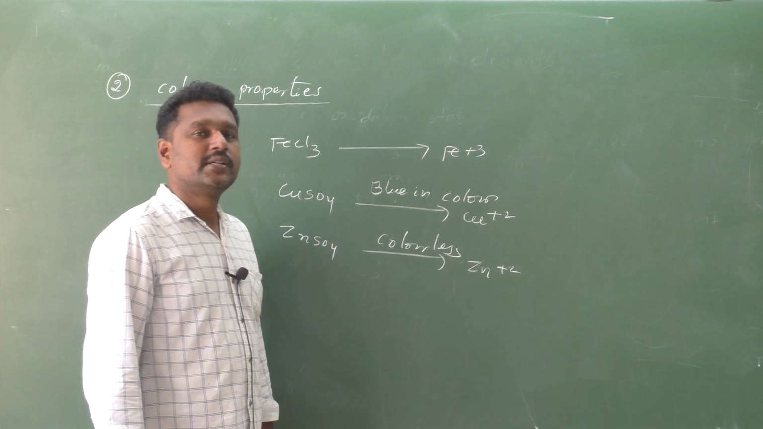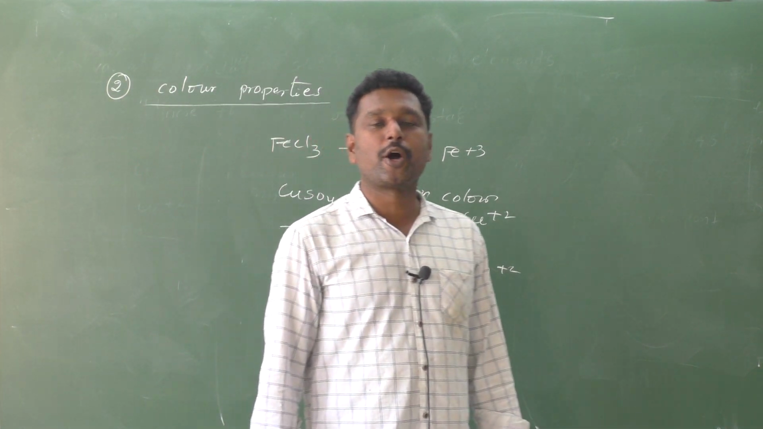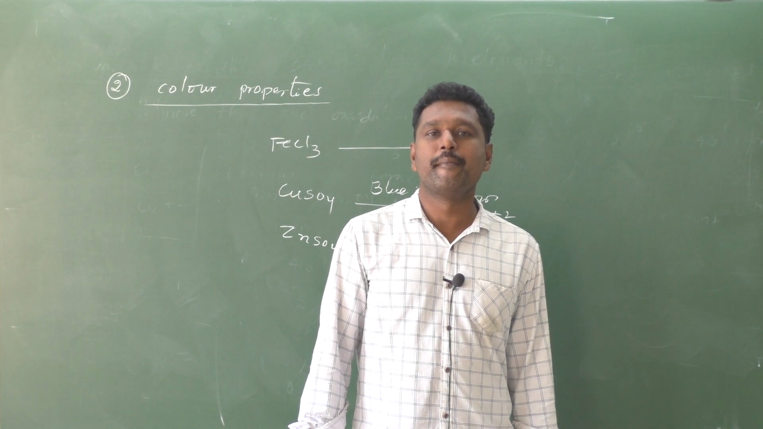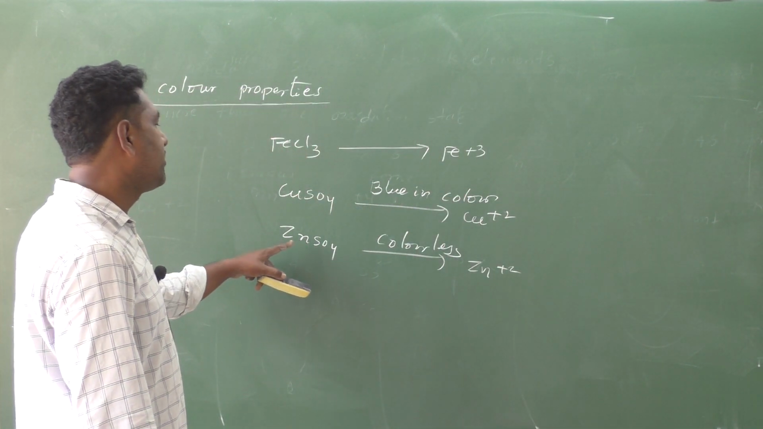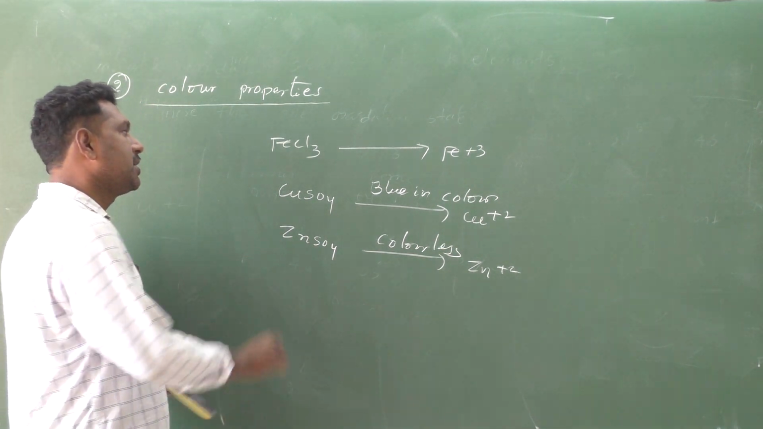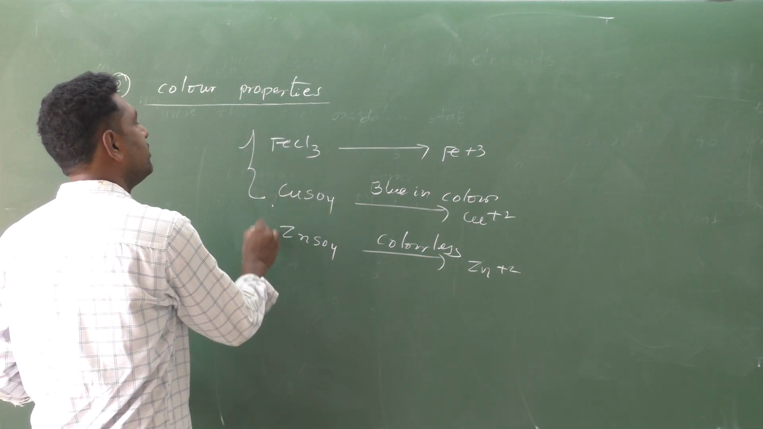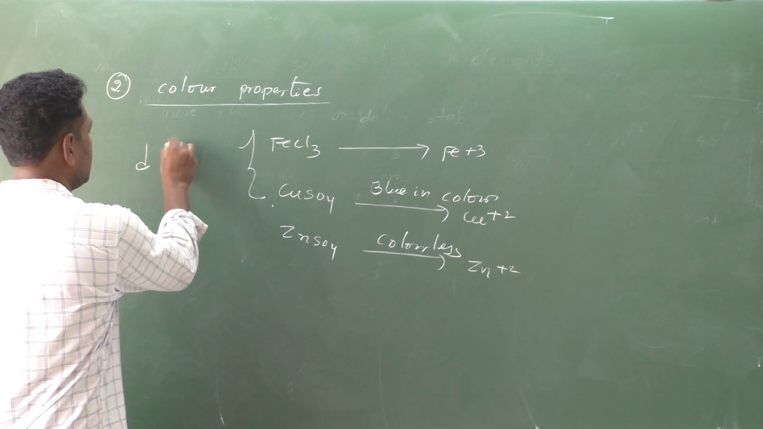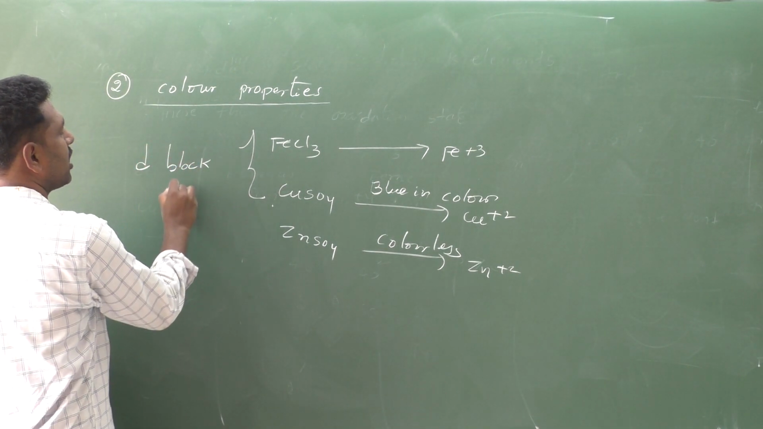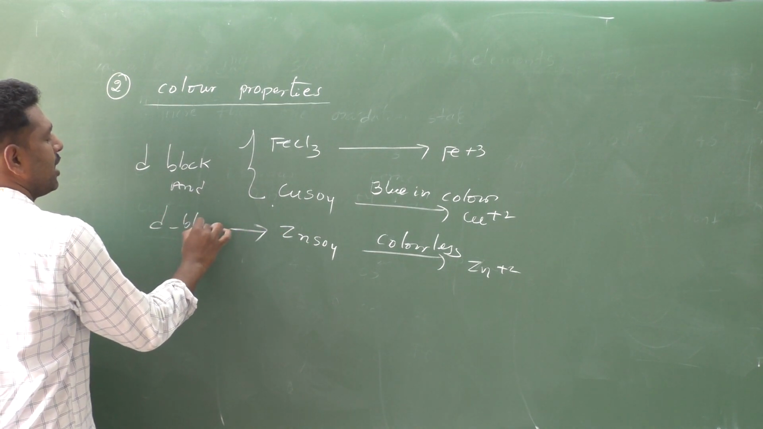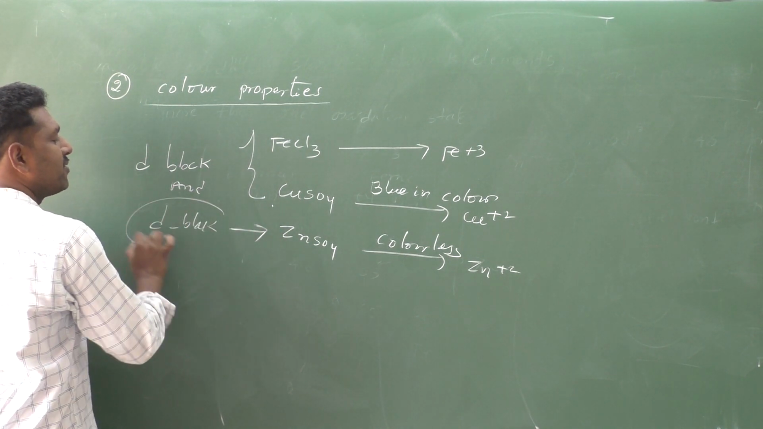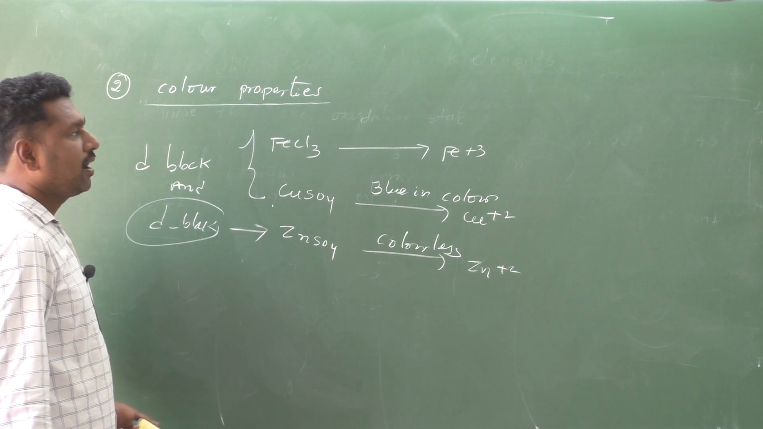After that, magnetic properties. Why are we always comparing with zinc? Zinc is only a D block element, while these two are D block and transition elements. That's why we always compare other elements with zinc.